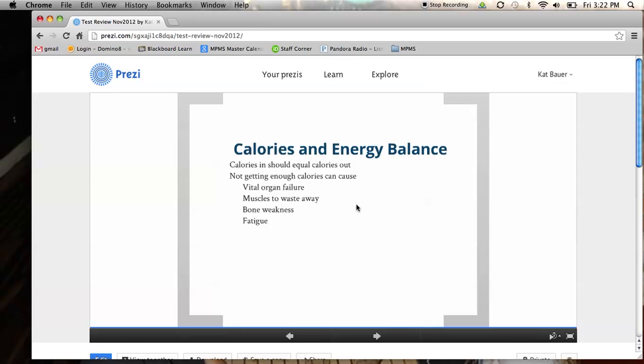The last station you read about not getting enough calories, which can cause all sorts of health problems. Vital organs fail because you don't have enough calories to power them. Like your basal metabolic rate is how many you need just to be alive. Heart to pump, lungs to breathe, all that stuff. You don't want those organs to fail. Your muscles will waste away. Your bones will get weak. You'll be tired. Just all sorts of horrible, horrible things.